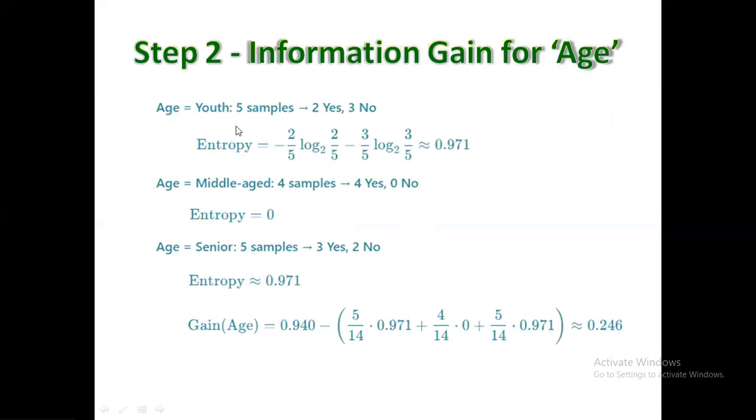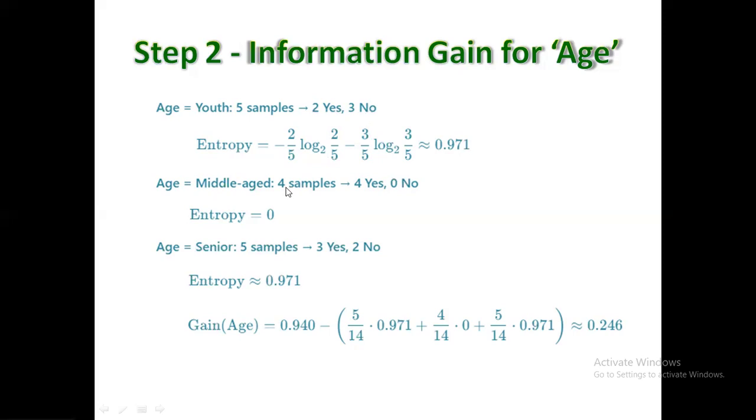Entropy for age is calculated for each of the 3 values: youth, middle aged, and senior. Youth has 5 samples, middle aged 4 samples, so 5 plus 4 is 9, and 9 plus 5 is 14, totally 14. Among the 14, youth alone is 5, and among those 5, 2 class labels are yes and 3 are no. So the entropy is minus 2 by 5 into log 2 of 2 by 5, minus 3 by 5 into log 2 of 3 by 5. The value is approximately 0.971.